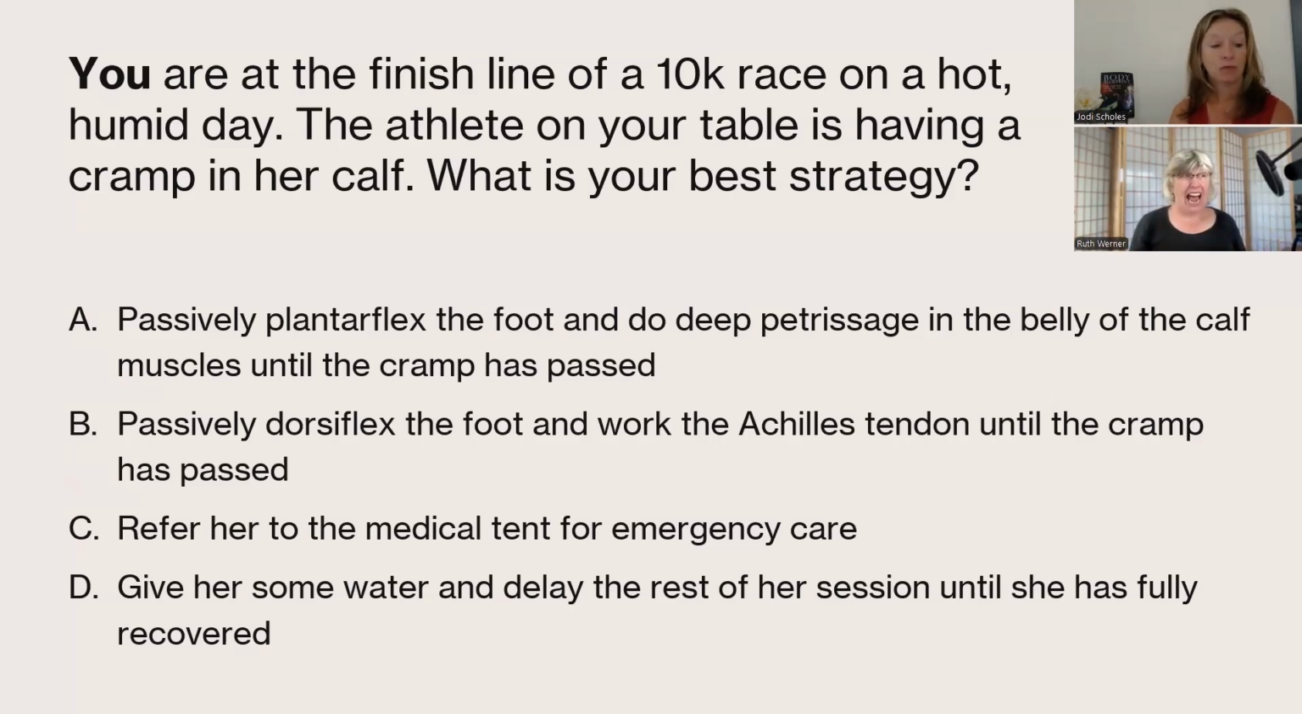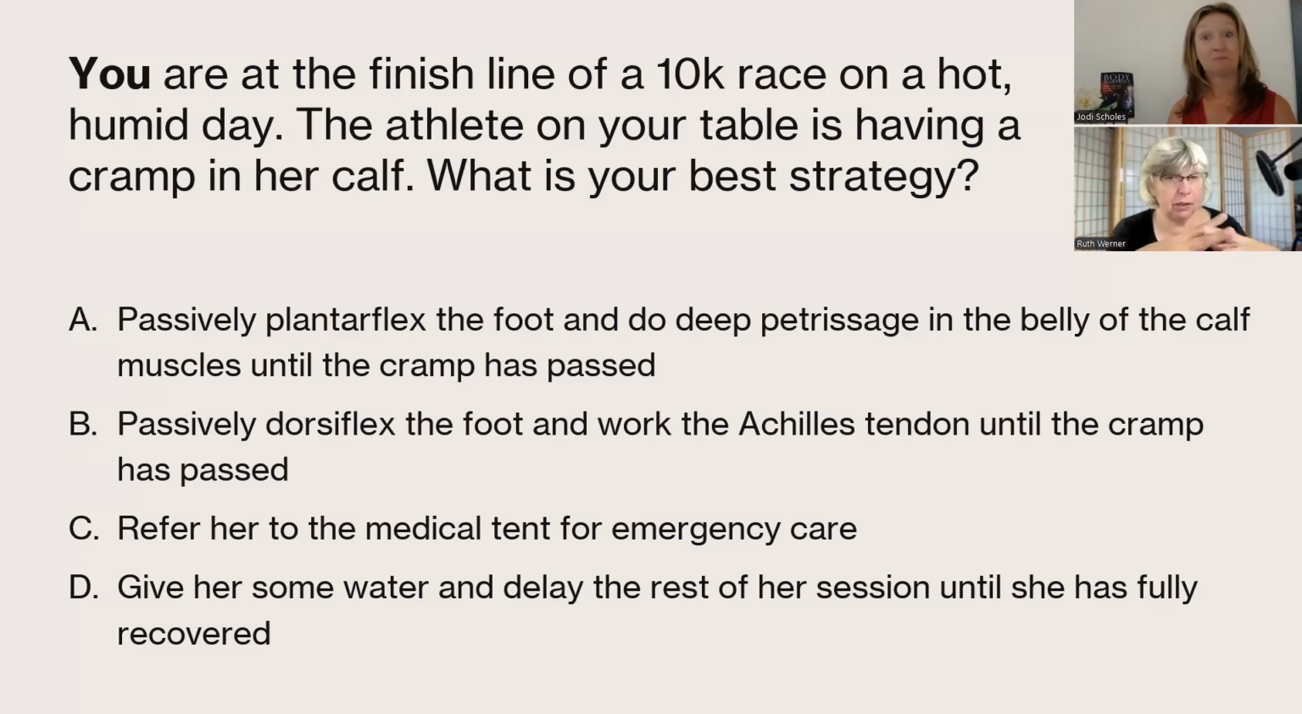Your client's having a kind of cramp. What should you do? A, passively plantar flex that foot and do deep petrissage in the belly of the calf muscle until the cramp has passed. B, passively dorsiflex the foot and work on the Achilles tendon until the cramp has passed. C, refer her to the medical tent for emergency care. Or D, give her some water and delay the rest of her session until she has fully recovered.